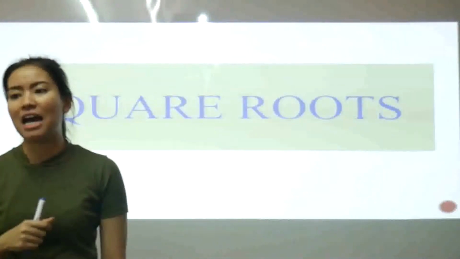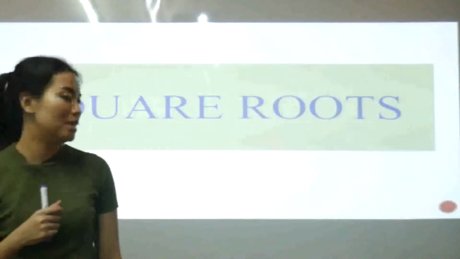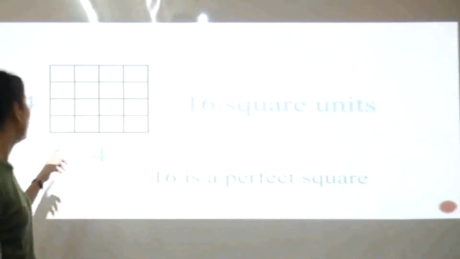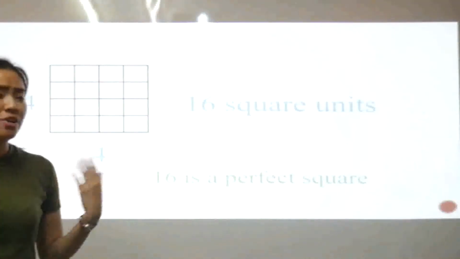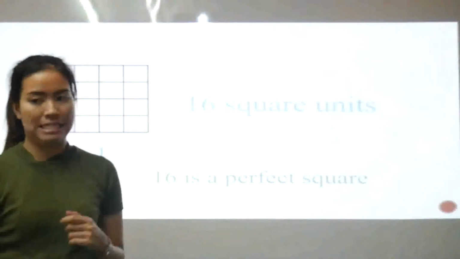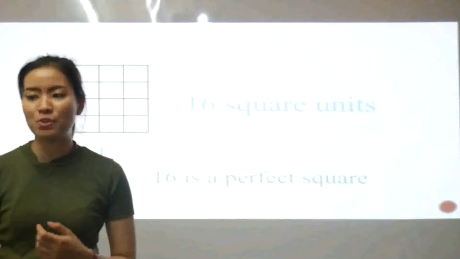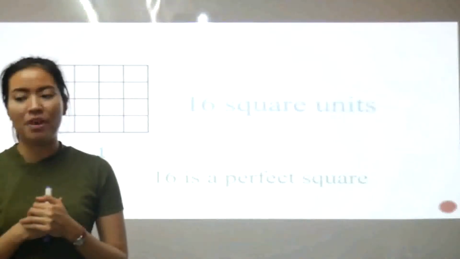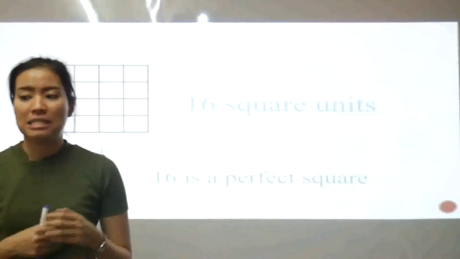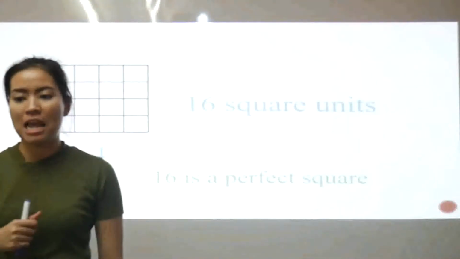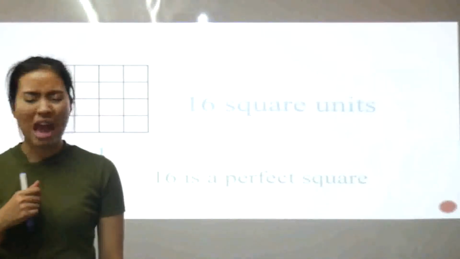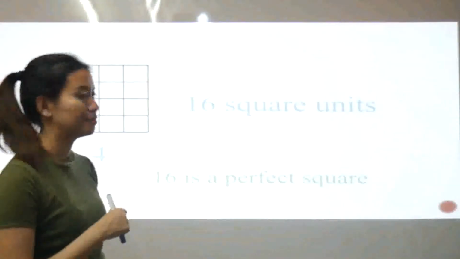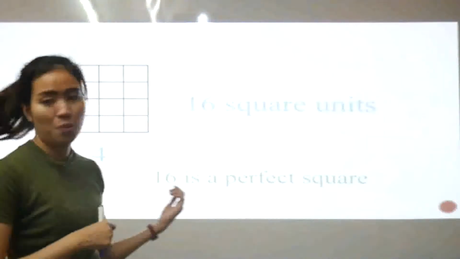We are going to start off our discussion by looking at this square. The area of this square, 4 times 4, we know is equal to 16 square units. And this relationship allows us to say that 16 is a perfect square and also that the square root of 16 is 4, since 4 squared equals 16. We can think of this relationship every time we think about perfect squares.